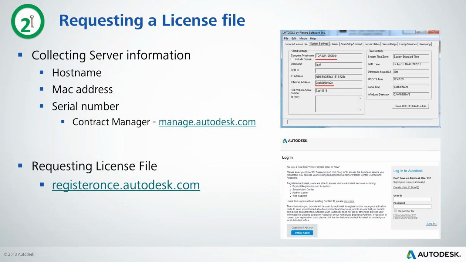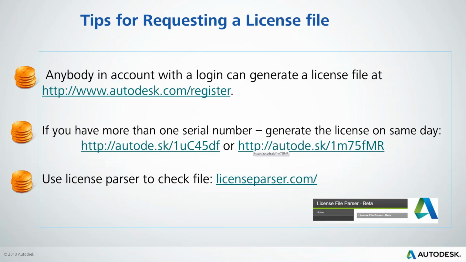Okay, so here's some tips for requesting a license file. Anybody with an account can generate a license file. If you have more than 1 serial number, generate the licenses on the same day. This is very important. If you have multiple serial numbers, it's better to create the license file on the same day, meaning that if you purchase 10 AutoCADs today and you got a license file for it, and next week you get 10 licenses of the building design suite, and you generate a license then, and you simply append the building design suite to your current license file, then the building design suite is going to have a newer date.